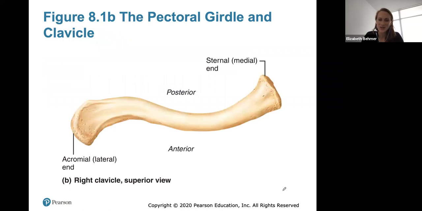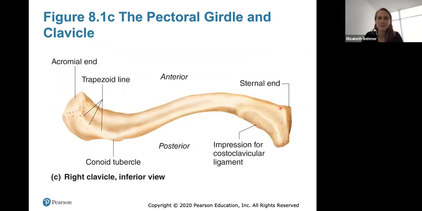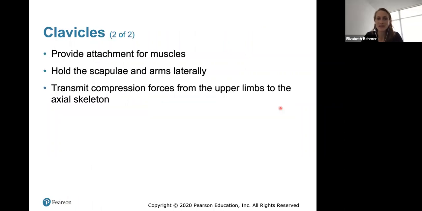So here's a look at your clavicle. You need to know the difference between the acromial end, which is a little more curved, and the sternal medial end, which is more straight. And here is an inferior view. The clavicles provide attachment for muscles.